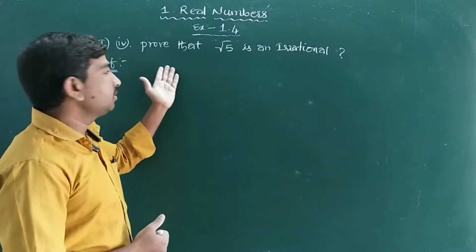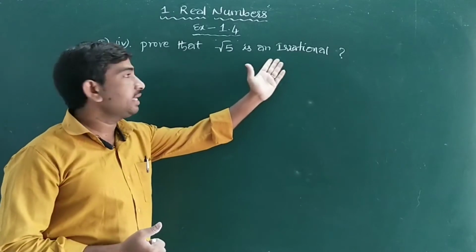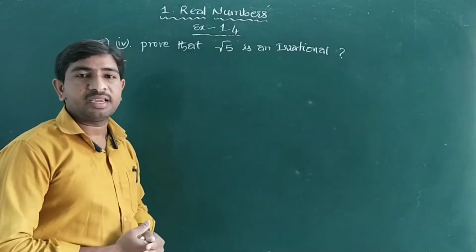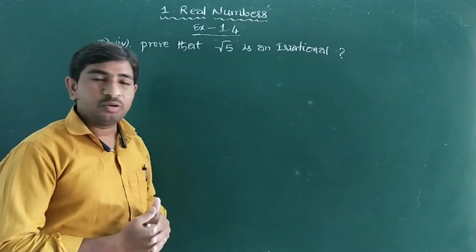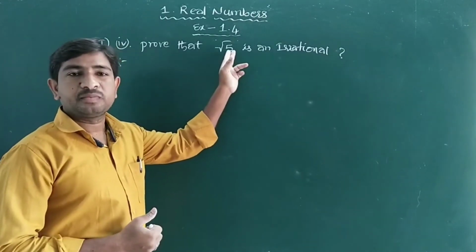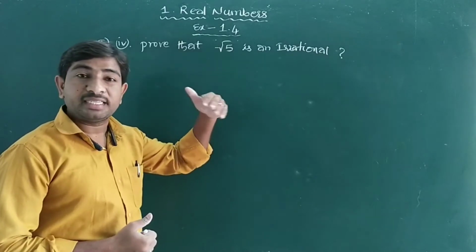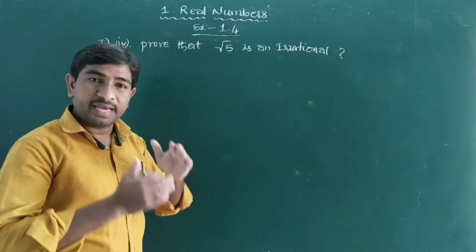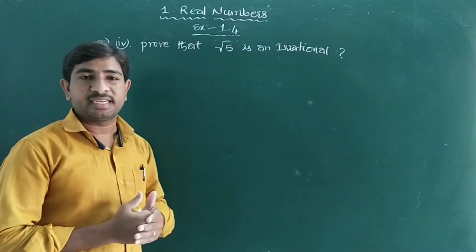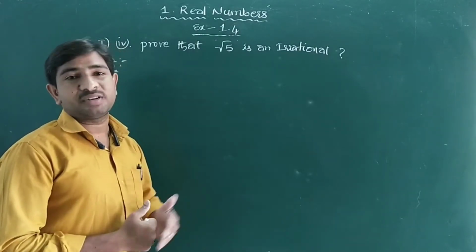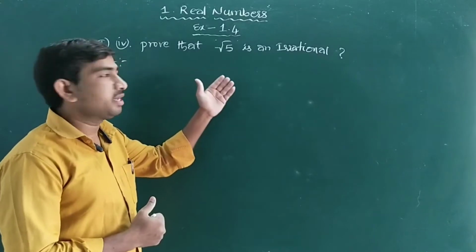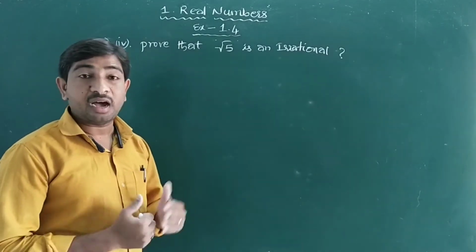Fourth problem: prove that root 5 is an irrational number. We already know that 5 is a prime number and root 5 is an irrational number, so directly we could write it. But that is obvious, so we take the proof by contradiction process to prove that root 5 is irrational. So how?